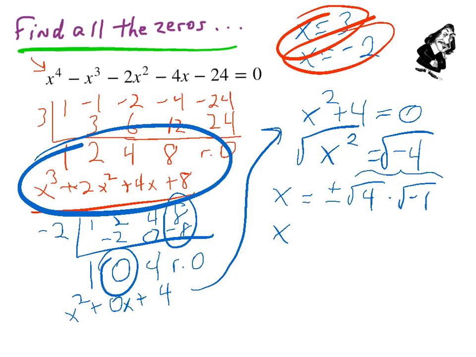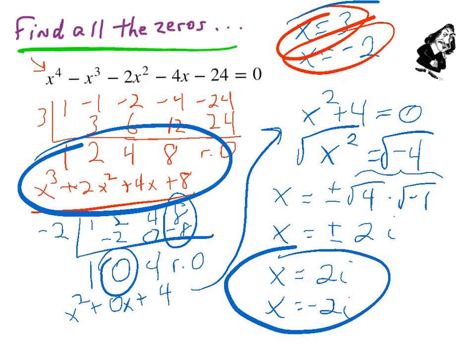Well, that gives us this. X equals plus or minus, that's a 2, and this is an i. So there are our two imaginary roots. We have x equals 2i and x equals negative 2i. Okay, there are two imaginary, there are two real, one positive, one negative.